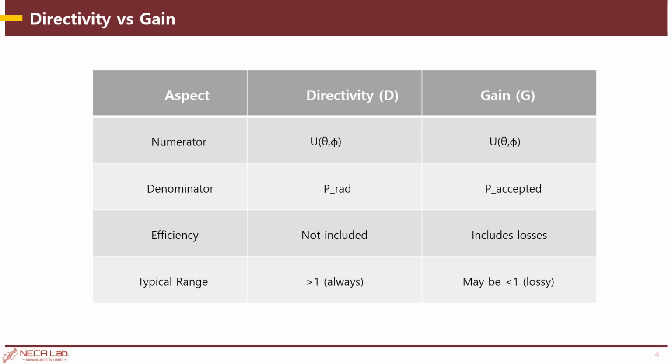the antenna. Third, in terms of efficiency, directivity doesn't include losses. Gain does include losses, so it's always lower than or equal to directivity. Finally, let's consider the typical range. Directivity is always greater than 1 because it's a measure of how well the antenna focuses energy. And gain, however, may be less than 1 if the antenna is very lossy, meaning it radiates less effectively due to internal losses. This table helps us see why gain is often preferred in real-world antenna analysis, as it reflects both the antenna's focusing ability and its efficiency.